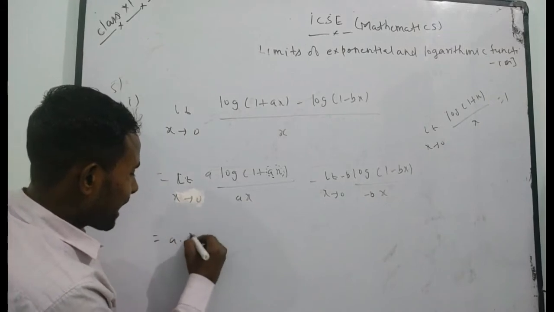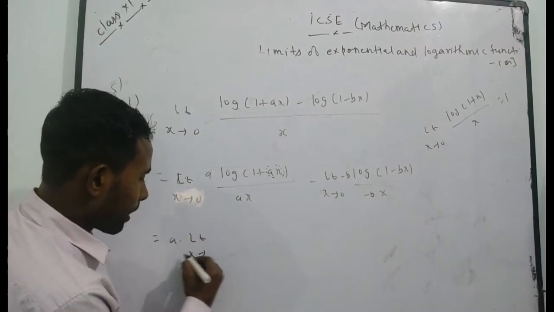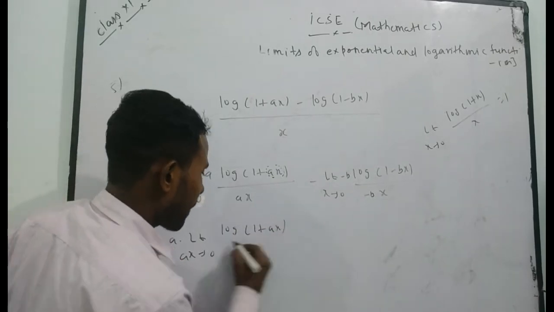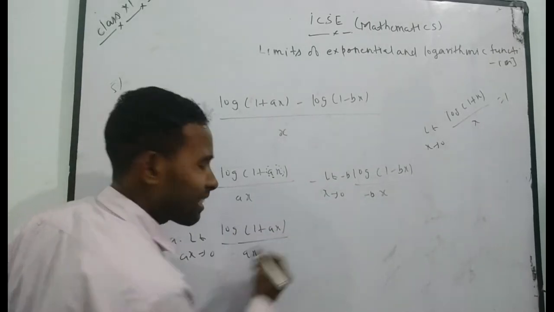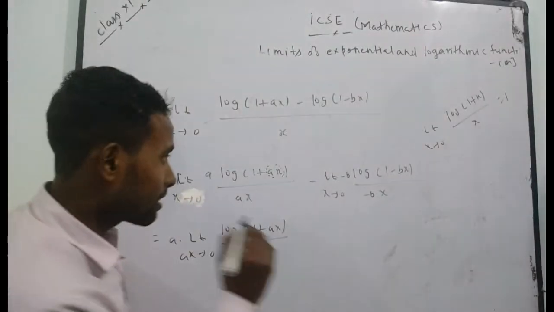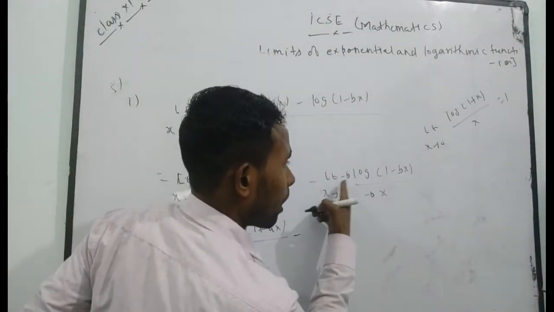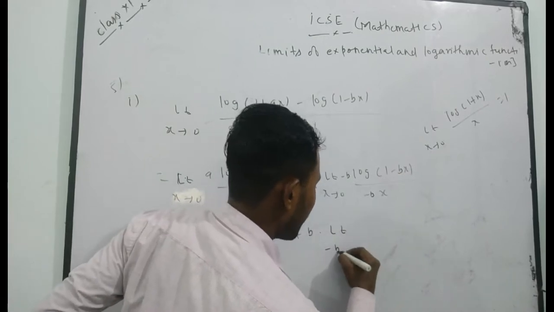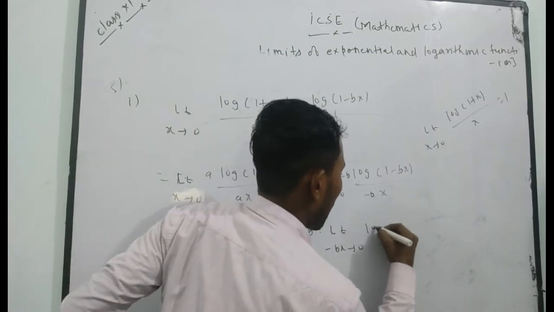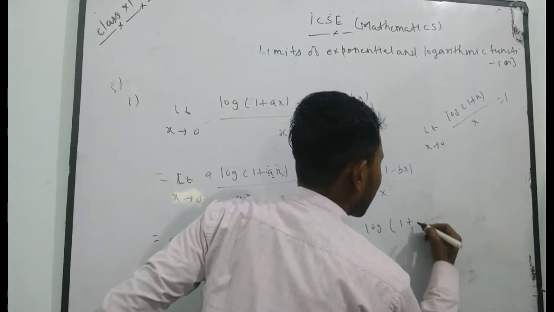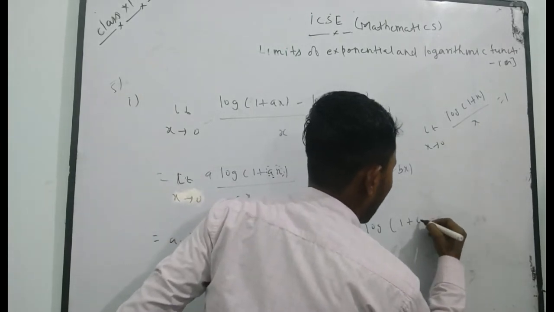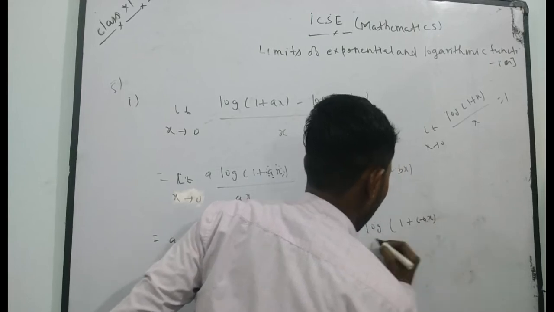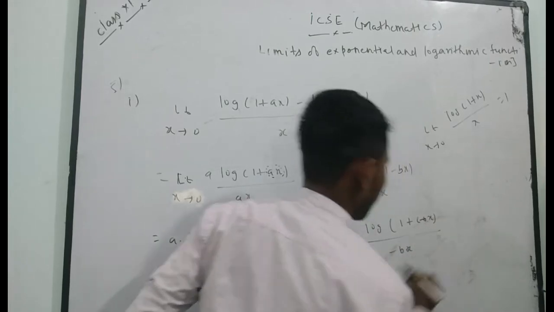Now, can you write a times limit ax tends to 0, log(1 plus ax) by ax? Can I write? Why do we write? There is a simple reason. I want to write again, minus minus plus b times limit minus bx tends to 0, log(1 plus (minus b) into x) divided by minus bx.